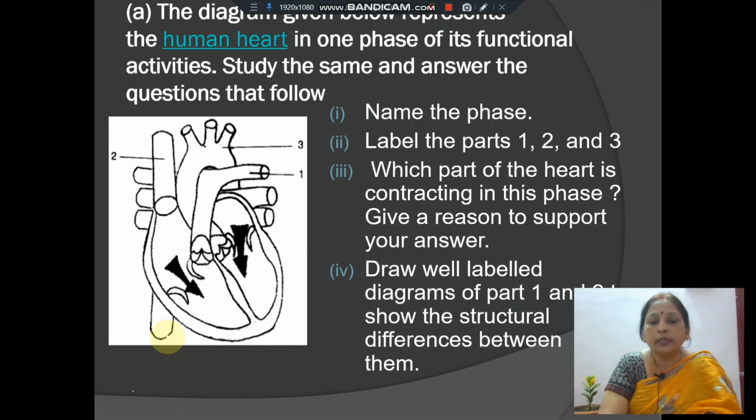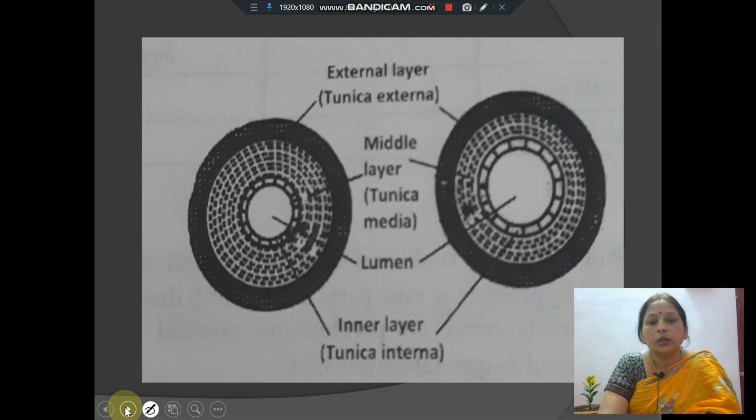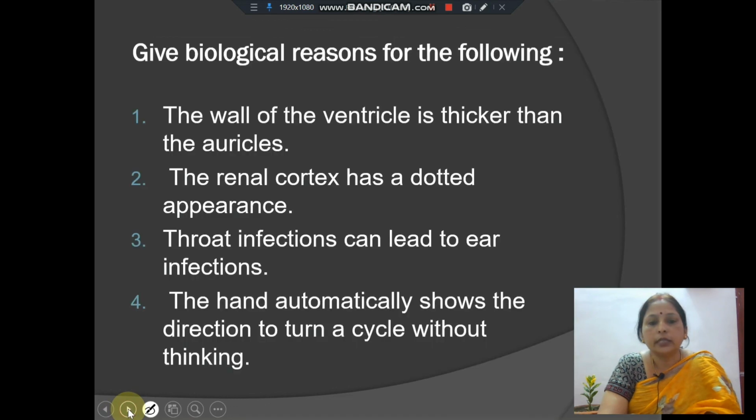Draw a well-labeled diagram of 1 and 2 to show the structural difference. Let's move to the next slide. This we have already done. Difference between air capillaries and veins. So now we will move to the next slide.